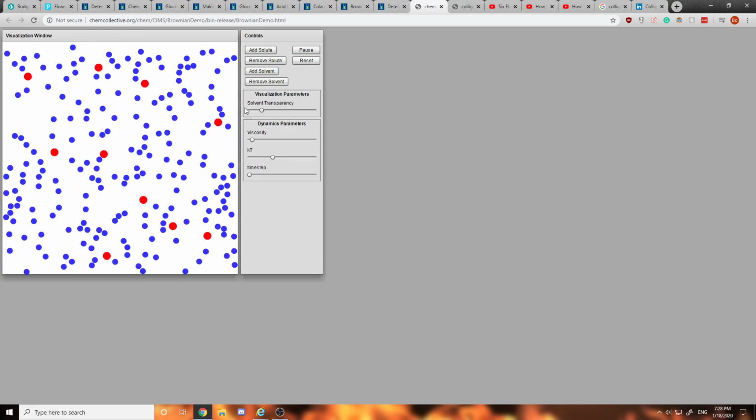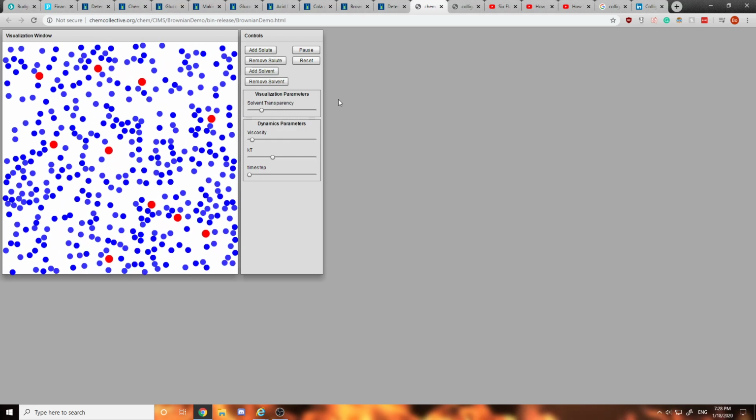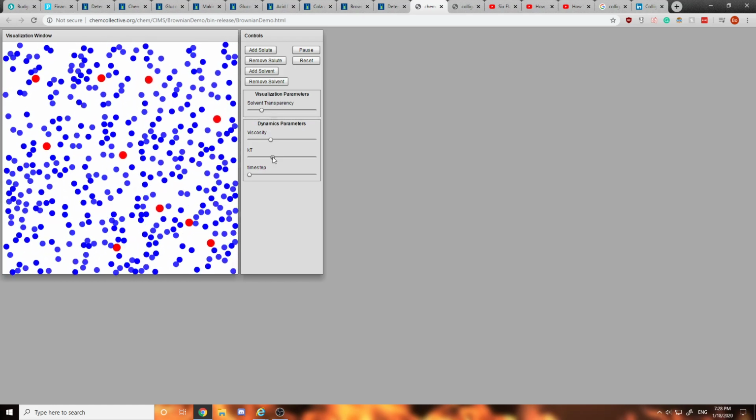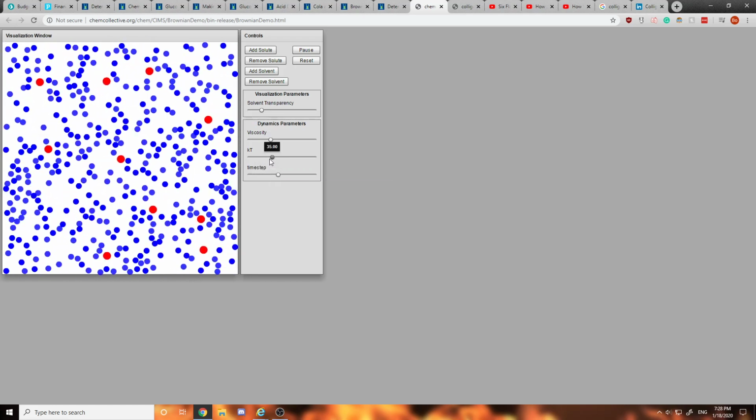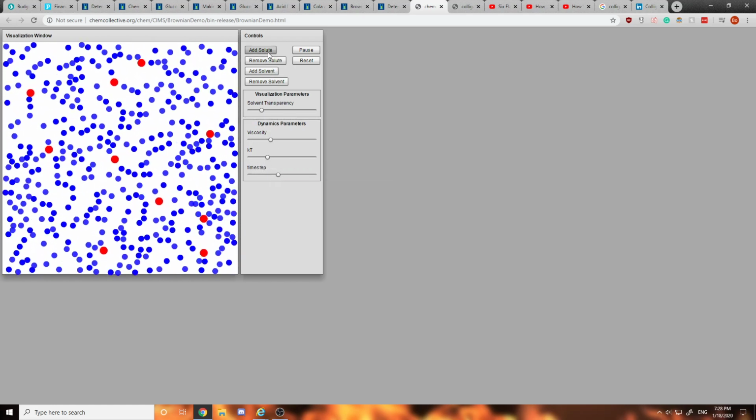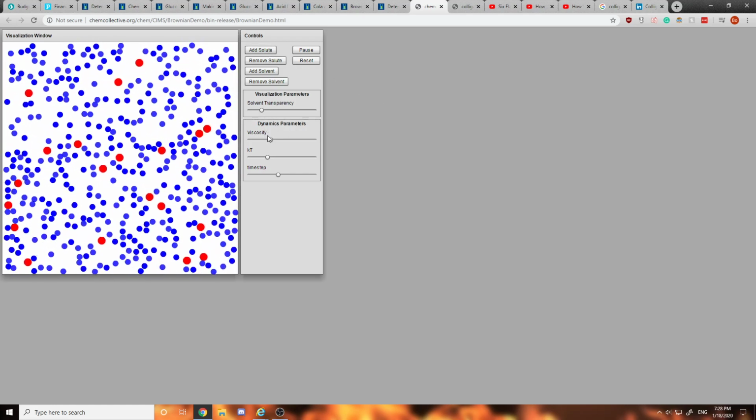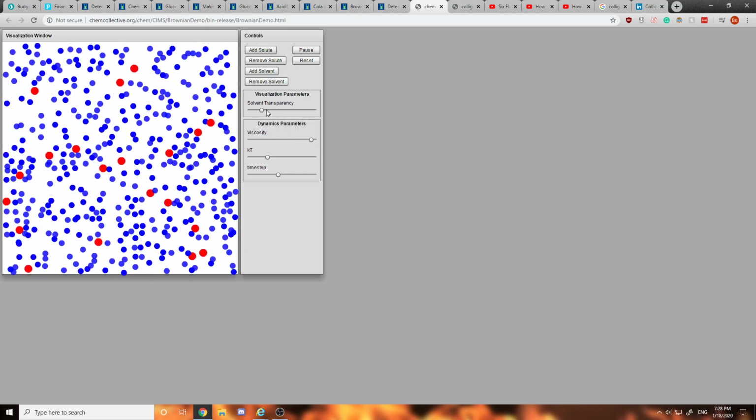So right now they're not moving too much, but if we add more solvent and we raise the values a little bit and increase the time, you'll see that these red dots will be moving about, being pushed around by all these water molecules.